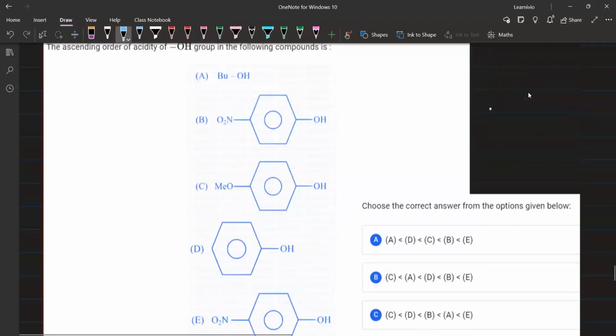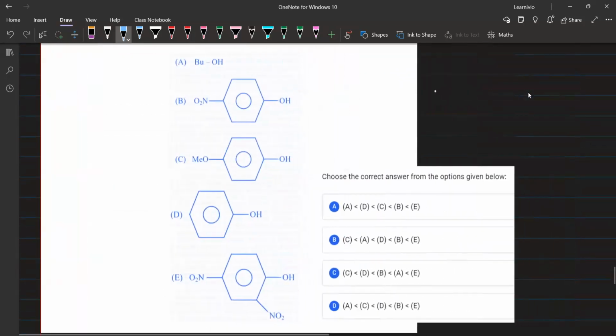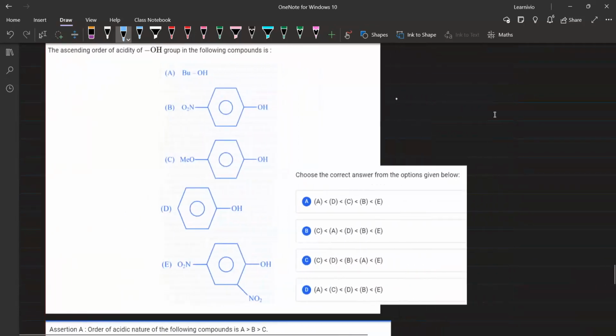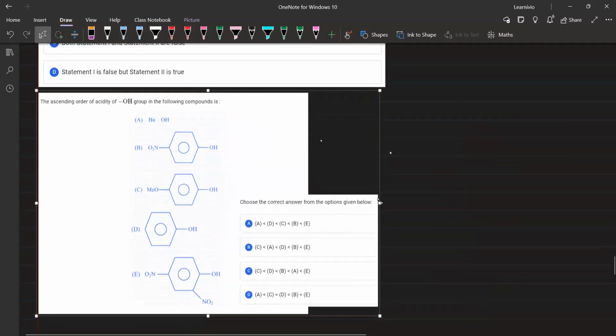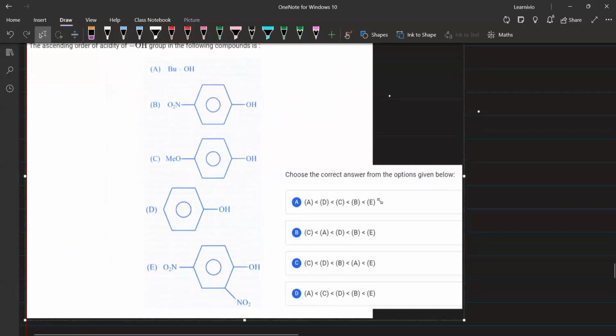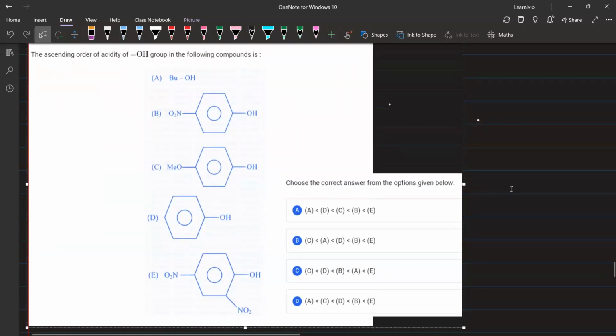Again, you have to identify the acidic nature. First of all, you have butanol, then p-nitrophenol, then p-methoxyphenol, then phenol, then 2,4-dinitrophenol.